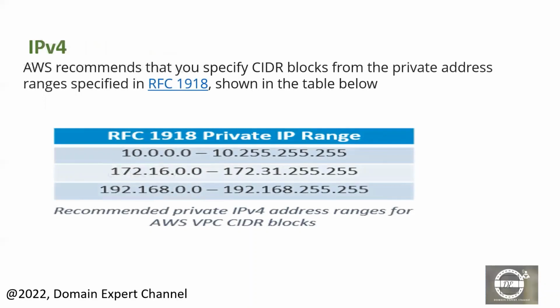AWS recommends that you specify CIDR blocks from the private address ranges specified in RFC 1918, as shown before. So this is 10 series, 172 to 192. These are the private IP addresses which we have to use when creating the VPCs.